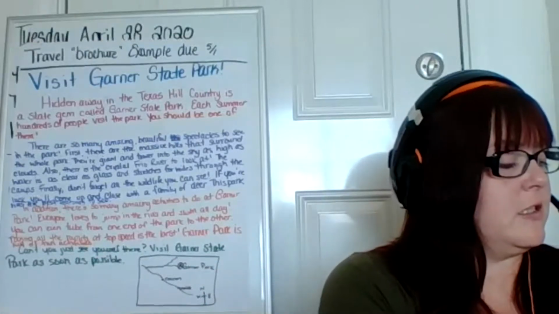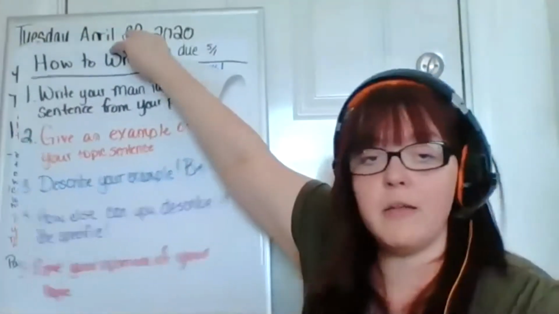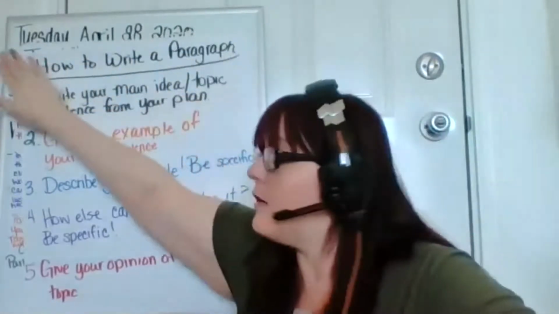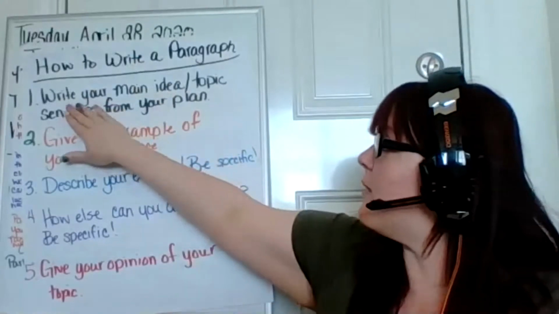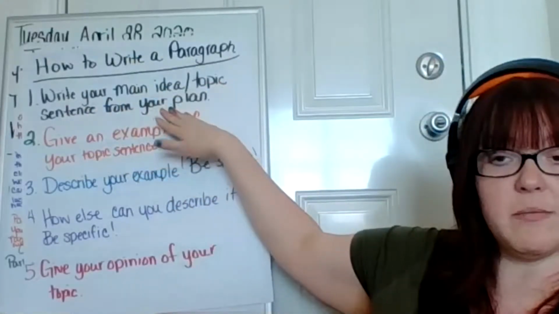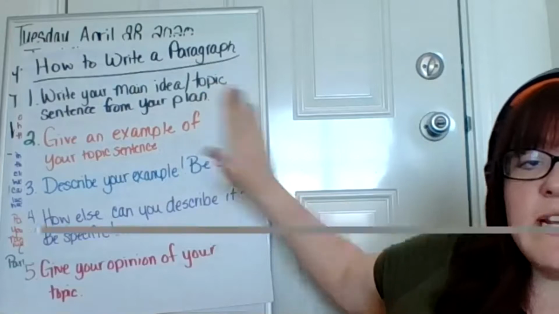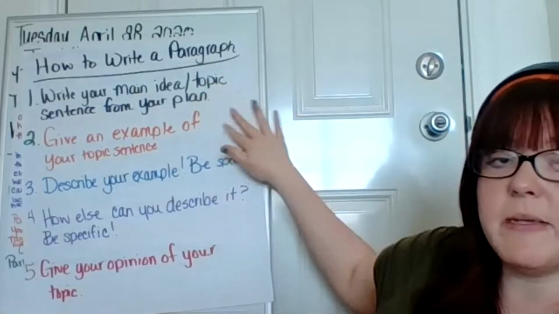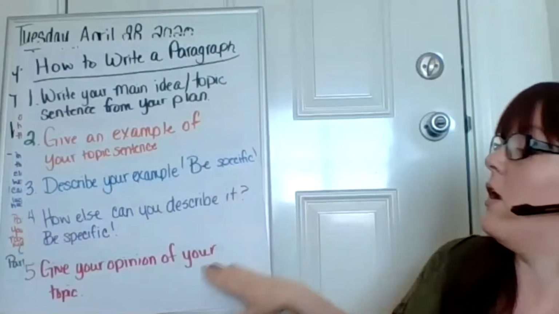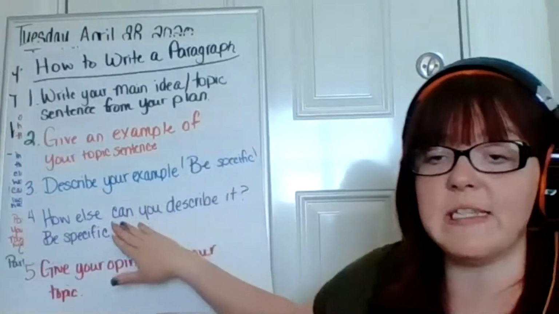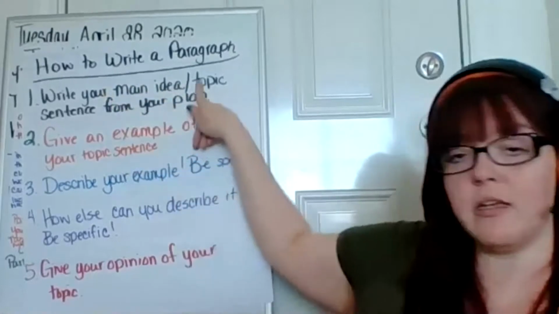Boys and girls, remember that when we are writing paragraphs like this, we go back to our 5 steps of how to write a paragraph. The first thing that we do is we write our main idea, topic, sentence from our plan, and we will be building plans tomorrow. After we do that sentence, we give an example of our topic sentence. Then we're going to describe it, and we're going to be as specific as possible. Then we're going to describe it in another way, being as specific as possible. At the very end, we're going to give our opinion of our topic.